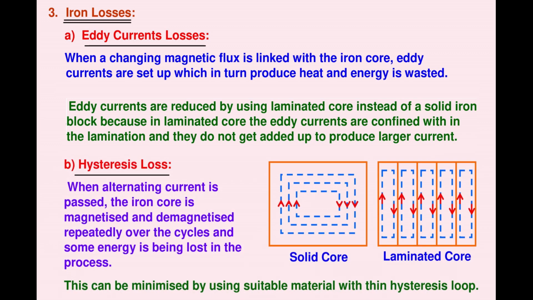Next type of energy loss is hysteresis loss. Due to the reversal of the direction of current, the iron core of the transformer gets magnetized and demagnetized repeatedly. Energy lost during this process is known as hysteresis loss. These losses can be minimized by choosing a material of minimum hysteresis energy loss, that is, least area for hysteresis loop.